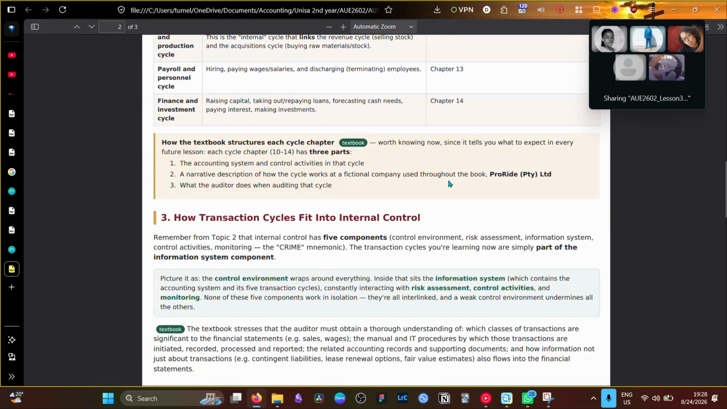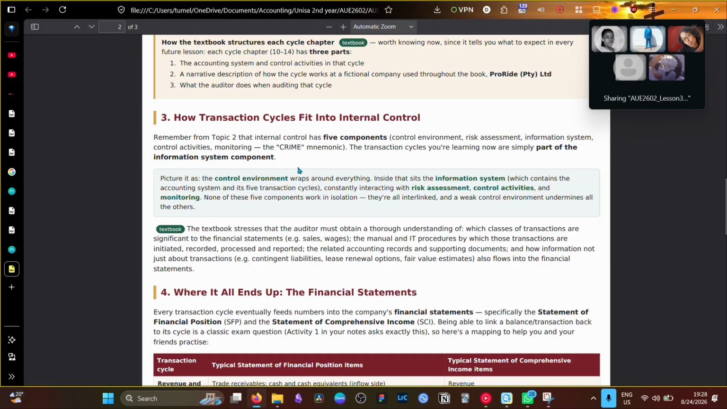So now, how the transaction cycle fits into internal control. Remember, we looked at this in the morning, topic one. Internal control has five components. Those five components are CRIME, right? But don't just say those five components are crime. It's a mnemonic: C means control environment, R means risk assessment, I is information systems, control activities, and monitoring.